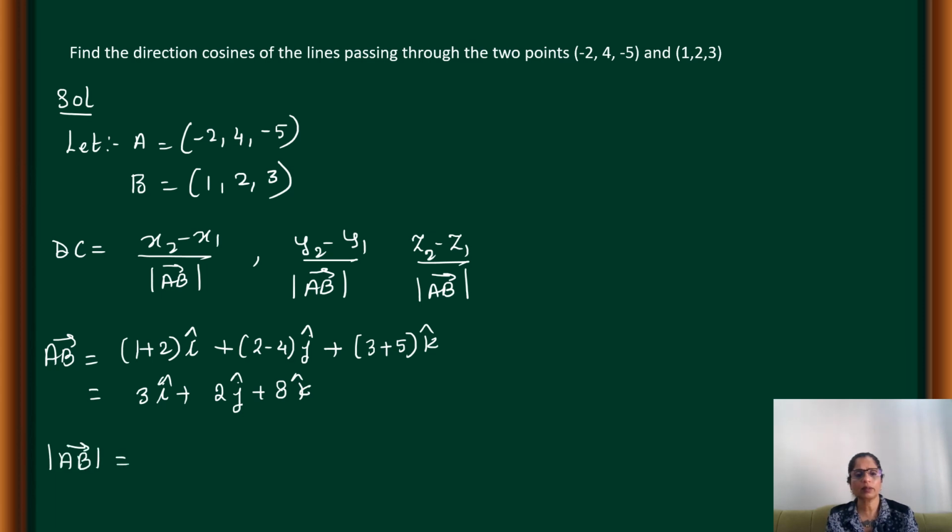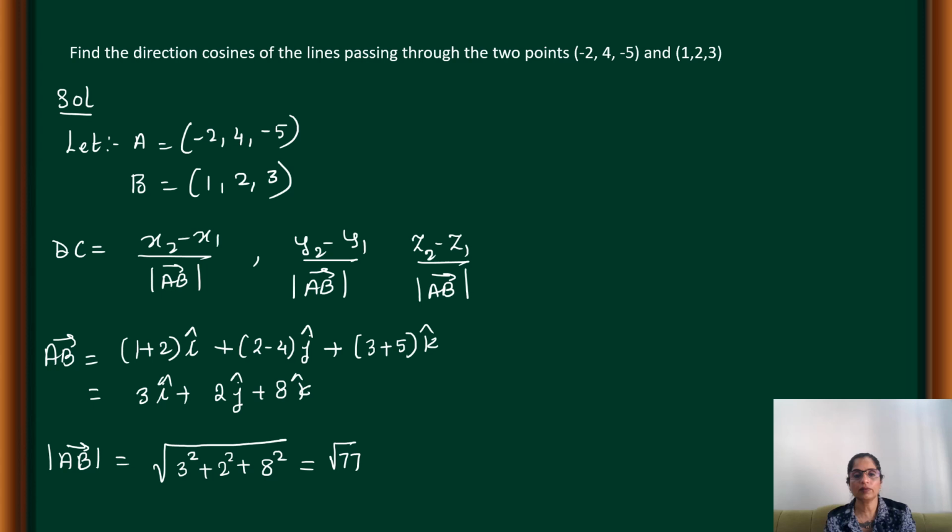Can we find out the magnitude? Magnitude is simply going to be the square root of the sum of squares of the scalar components. Is there anybody who doesn't understand how we are getting it? I hope everybody is paying attention here. So you know how you get this: 3 square plus 2 square plus 8 square. This will give us 9 plus 4, which is 13, and 13 plus 64 is equal to root 77. Correct?